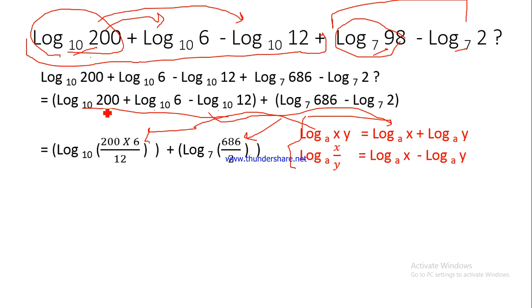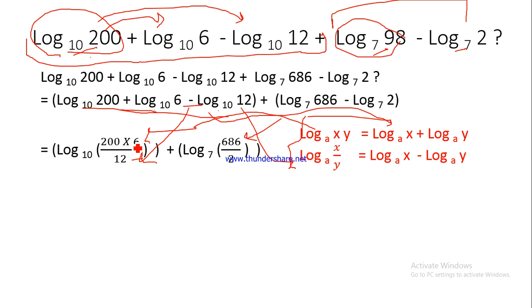Now have a look. 200 into 6, you understand why, but why minus log 10 base 12 has been put here is because of this particular second identity, second property. So the simple method for you is to do what? You please multiply the terms which have been added up in this particular form. You multiply those terms, and the terms which have been subtracted, you simply put them in the denominator, right?